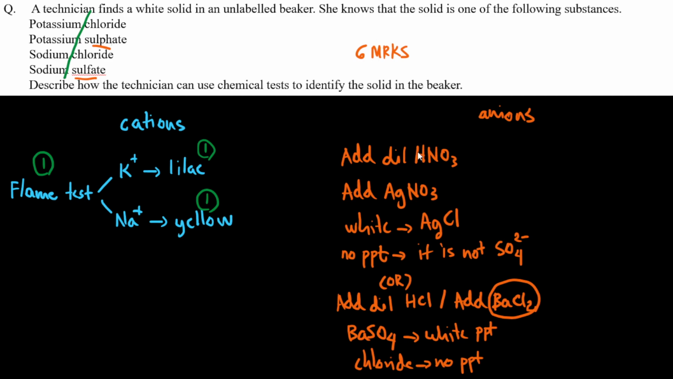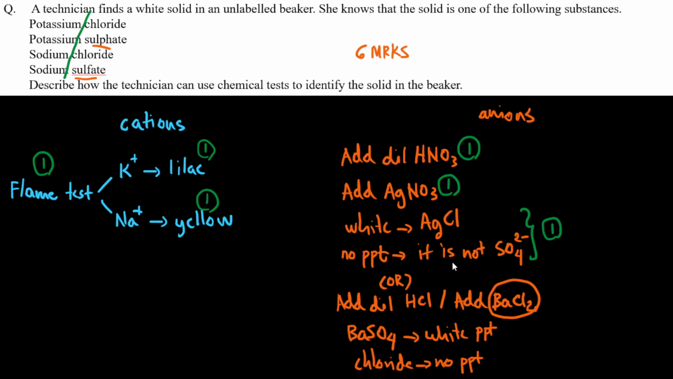So where you will get your mark is to mentioning that add dilute nitric acid to remove impurities, and then adding silver nitrate, and then mentioning the difference between these two. If you have a chloride, you will form a white silver chloride precipitate. If there is no precipitate, then it means that there is no sulfate.